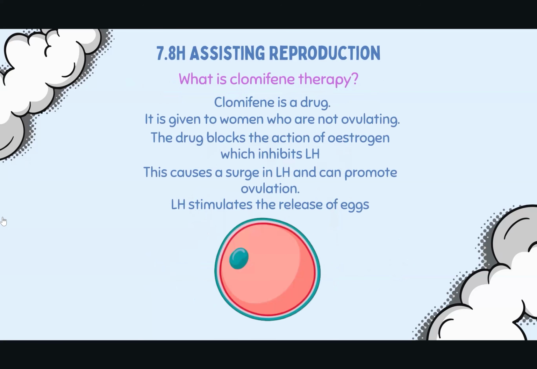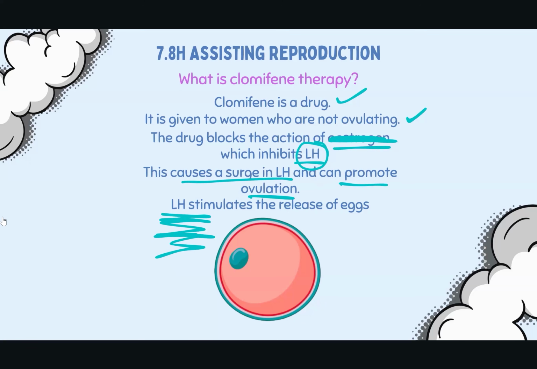So what's clomiphene therapy? So clomiphene is a drug. It's given to women who are not ovulating, and that can be due to a blockage, that the egg's not being released. So the drug blocks the action of estrogen, which inhibits LH. So this clomiphene therapy stops estrogen. That means there's going to be a massive amount of LH, and that means an egg is more likely to be released. Because what's the whole point of LH? It stimulates the release of eggs. So by blocking estrogen in the body, there's going to be more LH because estrogen inhibits LH.